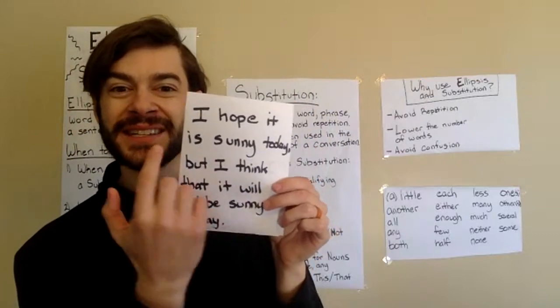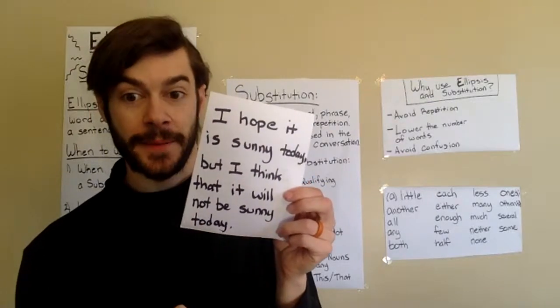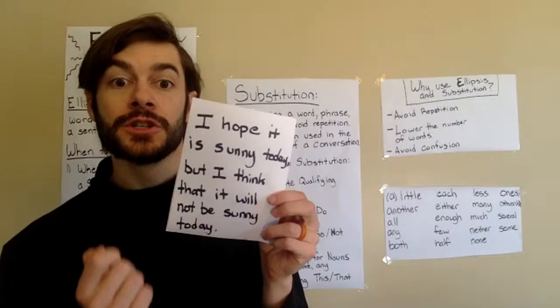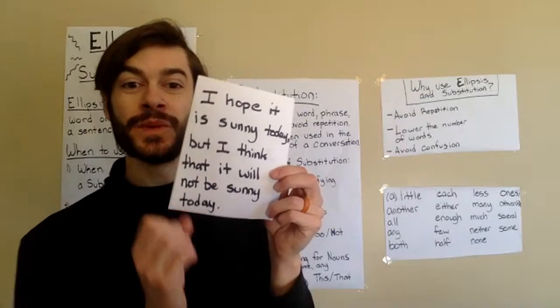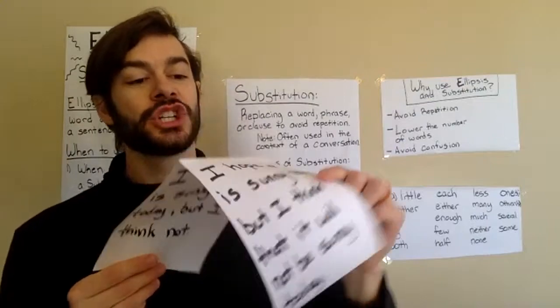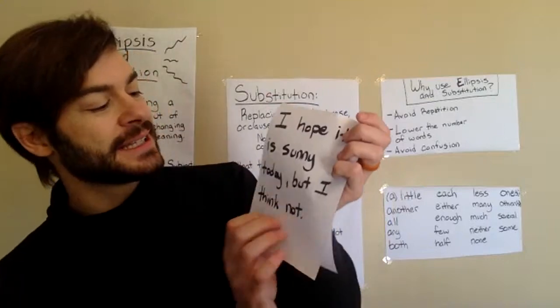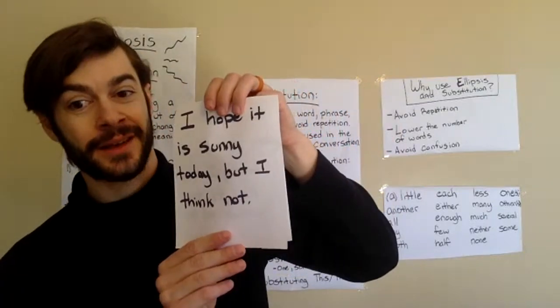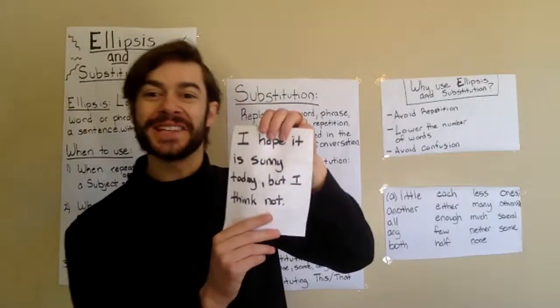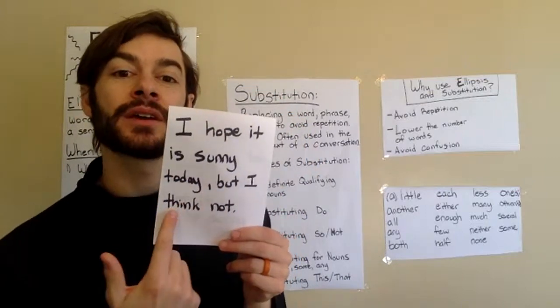I hope that it is sunny today, but I think that it will not be sunny today. Okay, so in this sentence, we can substitute something out with the word not. So we can change the sentence to, I hope it is sunny today, but I think not. Very good, I'm seeing that in the chat.